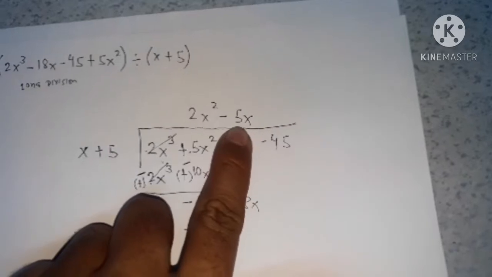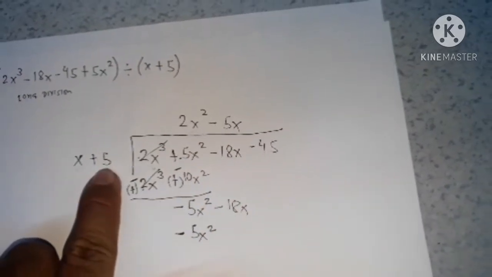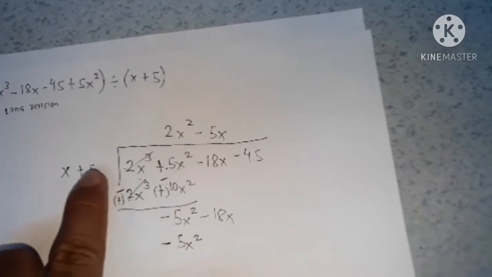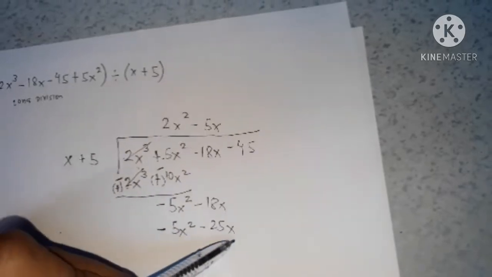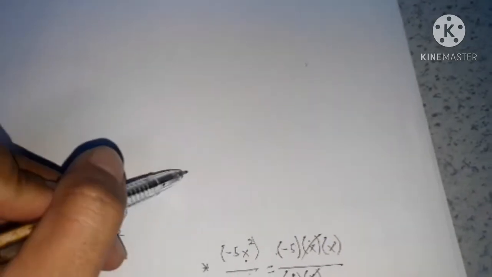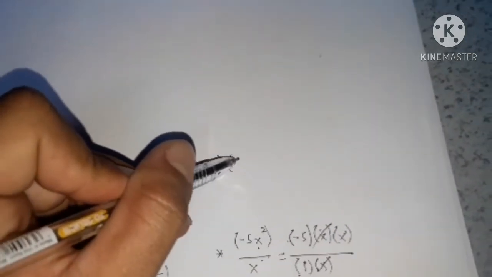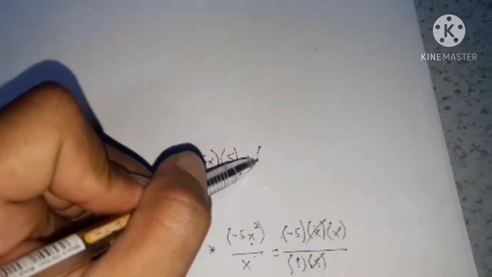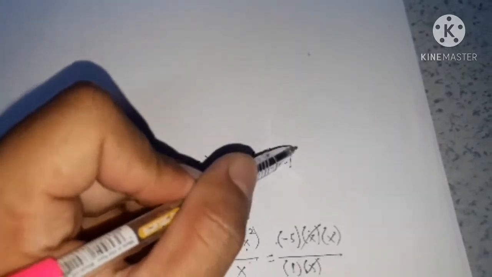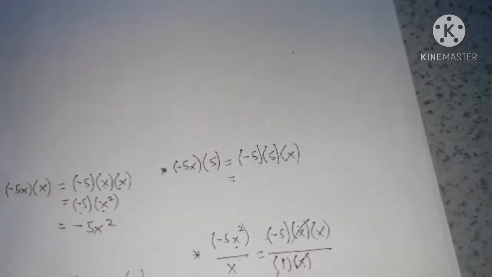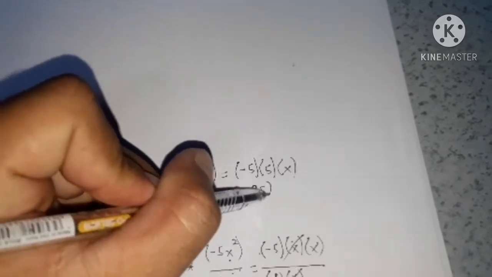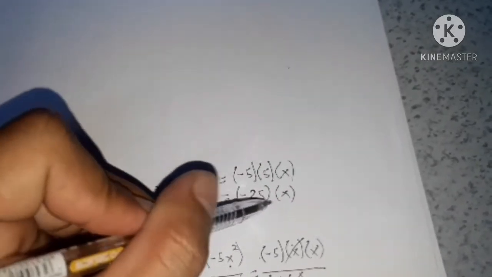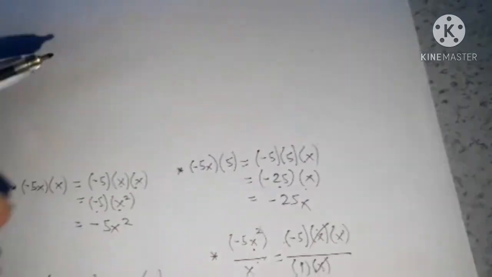And then negative 5x times positive 5. So negative 5 times positive 5, that is negative 25. And then simply copy x. Ayun, so paano nangyari yun? You have negative 5x times positive 5. Ganun ulit, numerical coefficient to numerical coefficient, and then variable to variable pag multiply. So you have negative 5 times positive 5, that is negative 25. And then negative 25 times x, you have negative 25x.